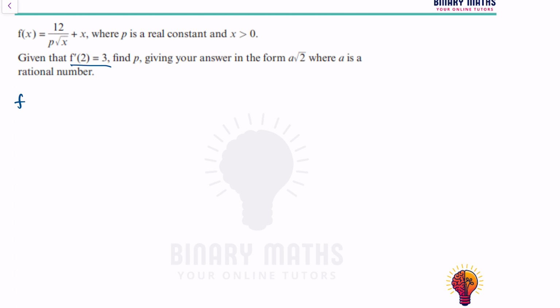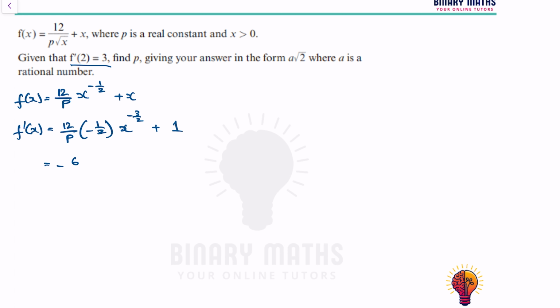Okay, so let's write f(x). f(x) is equal to 12 over p times x to the power of minus a half, because root x is in the denominator, so it's going to be x to the power of minus a half, plus x. Which means f'(x) will be equal to 12 over p times minus a half x to the power of minus 3 over 2, plus 1, which can simplify: minus 12 over 2 becomes 6, so minus 6 over p, x to the power of minus 3 over 2, plus 1.